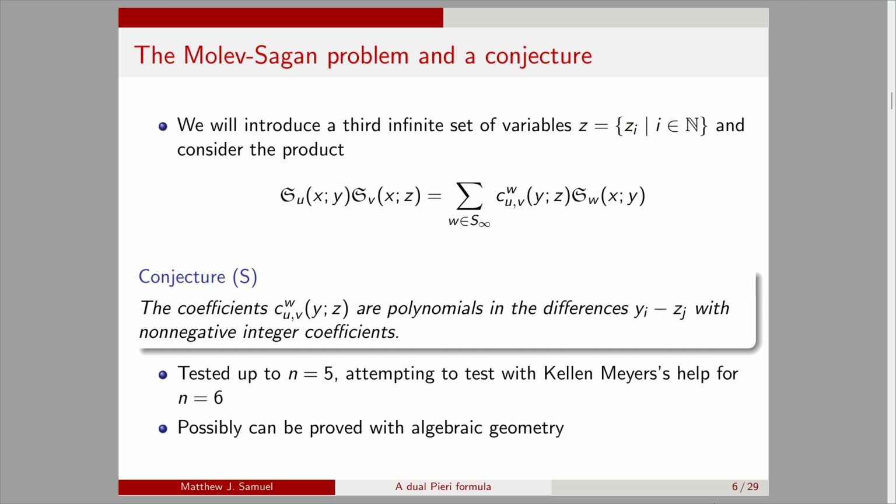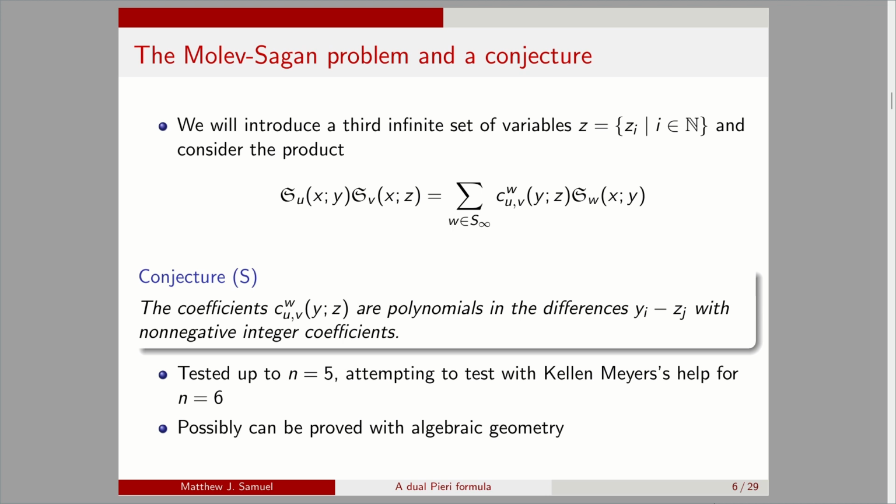Now I'm going to introduce the Molev-Sagan problem. So now we're going to introduce z variables, and we're going to consider the product S_u(x,y) times S_v(x,z), and we can expand this in terms of the basis of double Schubert polynomials in x and y, getting coefficients, which you could call structure constants, c_{uv}^w(y,z). Now, I conjecture that these coefficients, c_{uv}^w(y,z), are polynomials in the differences y_i minus z_j with non-negative integer coefficients. I've tested this up to n equals 5.